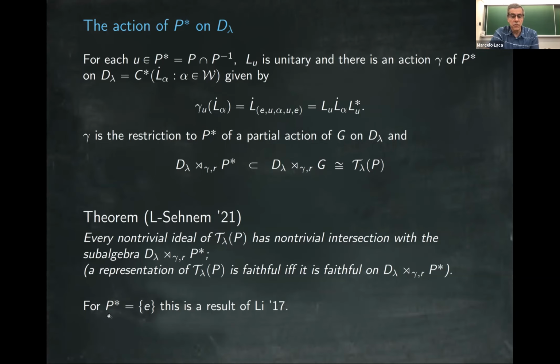So this was a theorem of Shin-Lee when there are no units. When P star is trivial, this was known. And we extended the result for semigroups that have significant groups of units, as is the case, for example, of semigroups coming from number theory.